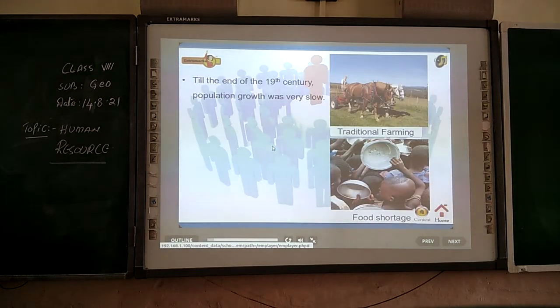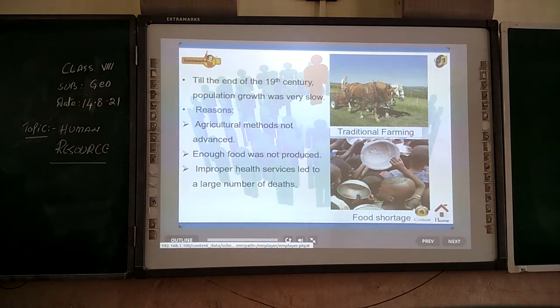Till the end of the 19th century, population growth was very slow. The reasons for slow growth of population are: agricultural methods were not advanced, enough food was not produced, and improper health services led to a large number of deaths. You can see here the food shortage, and here the traditional farming. People were still using the old methods. Traditional farming is still going on.